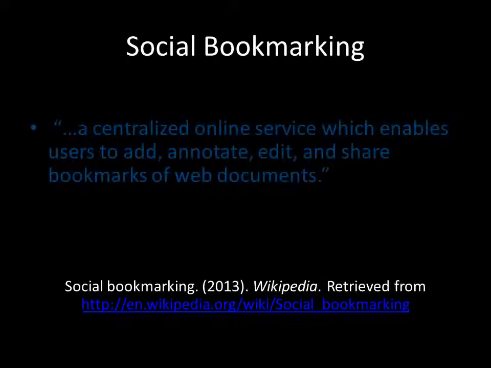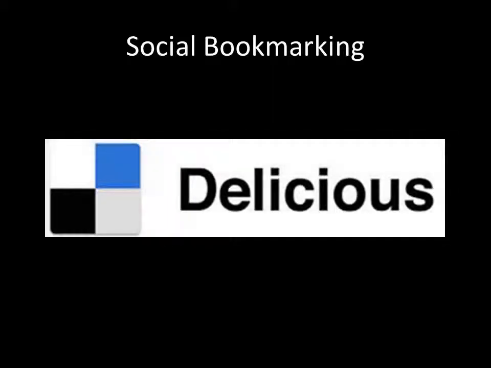So what is social bookmarking? Social bookmarking is defined as a centralized online service which enables users to add, annotate, edit, and share bookmarks of web documents. Delicious is a free, secure social bookmarking website. This is the site we'll use for this demonstration and activities of this course. The web address or URL for Delicious is delicious.com. Open your browser and go to delicious.com.